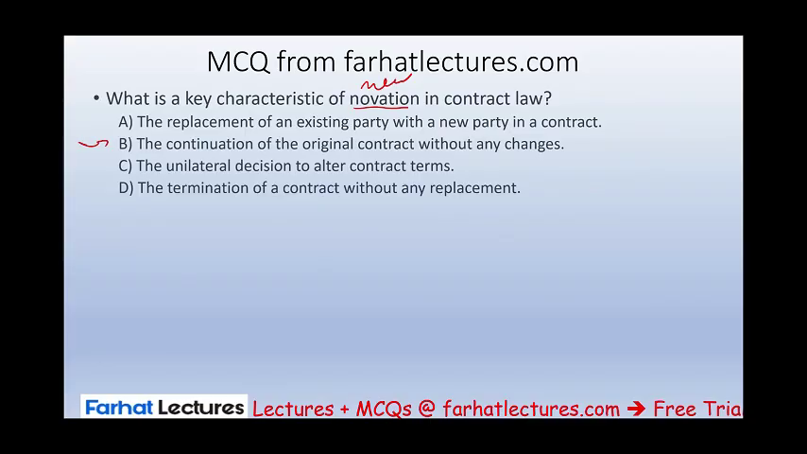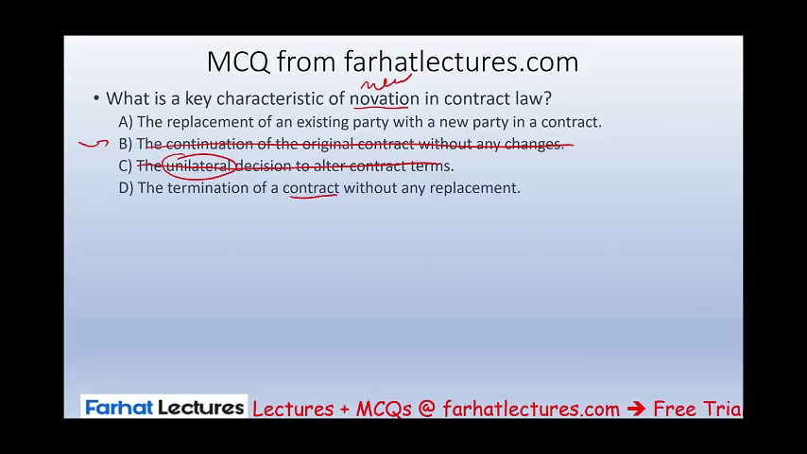B, the continuation of the original contract without any changes. No, that's not novation. Basically, novation involves changing parties, not continuation without any changes, so that's out. C, the unilateral decision to alter the contract terms. Well, novation requires consent of all parties. So when you say unilateral, not at all. When you have a novation, all people involved in the contract will have to be involved. So unilateral decision, no. To alter the contract, to bring in a new person, it's not unilateral, okay?